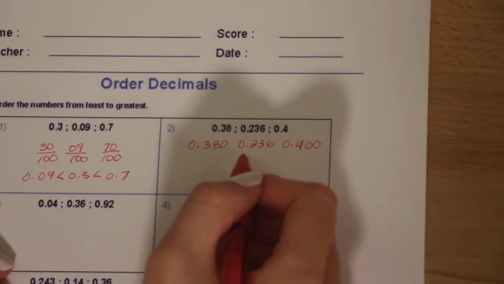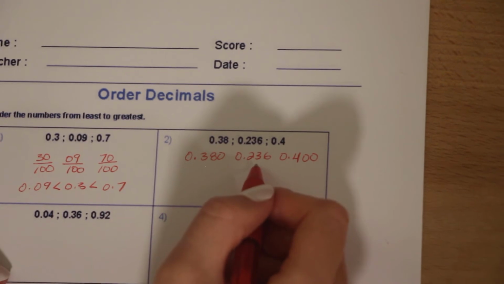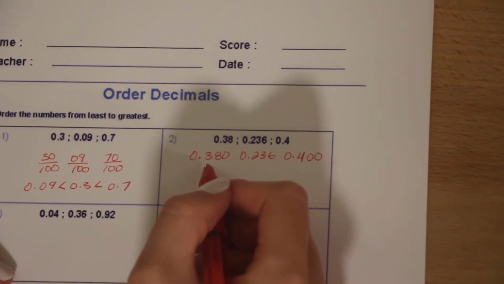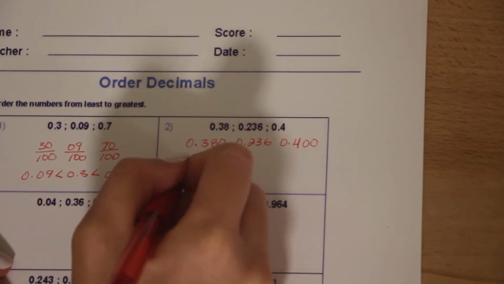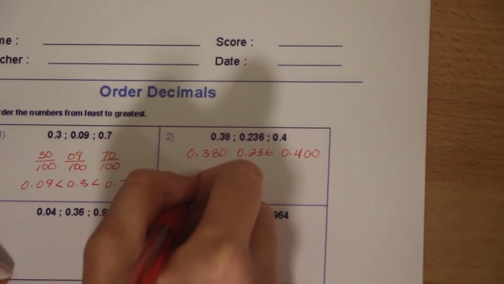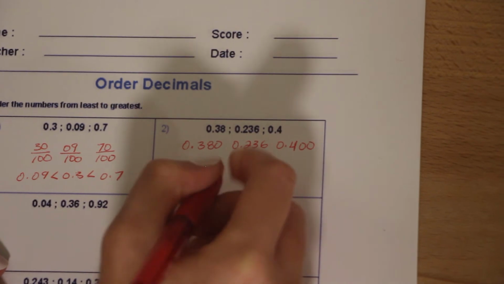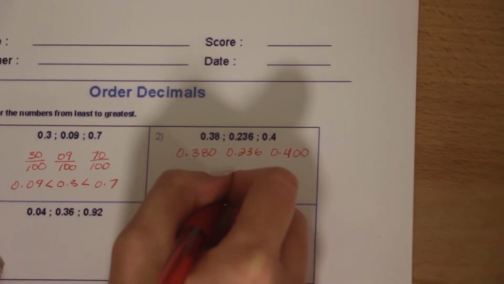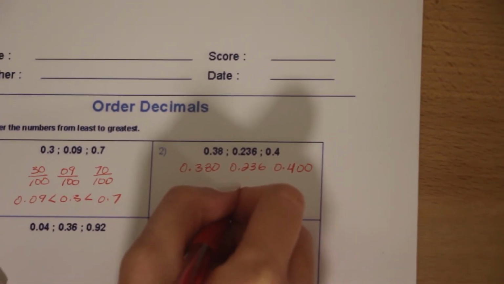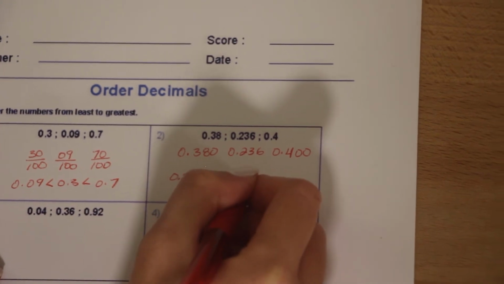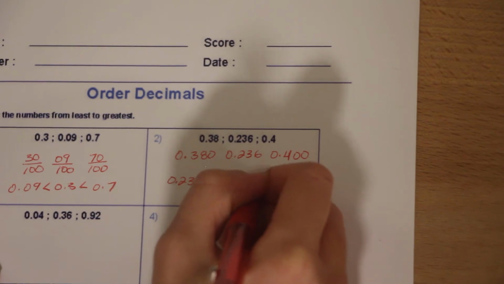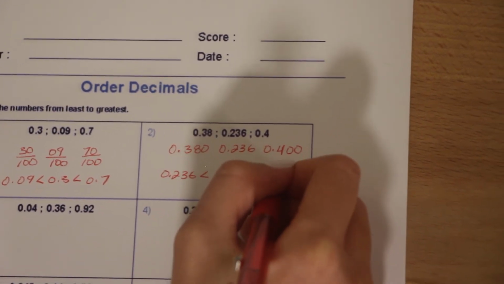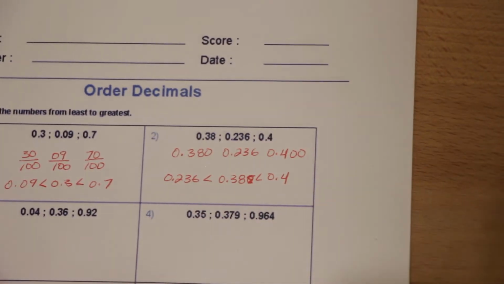So the 0.236 is the smallest, and then 380 or 0.38, and then 0.40. So you're just going to write it out as 0.236 is smaller than 0.380, and that's smaller, 0.38, and that's smaller than 0.4.